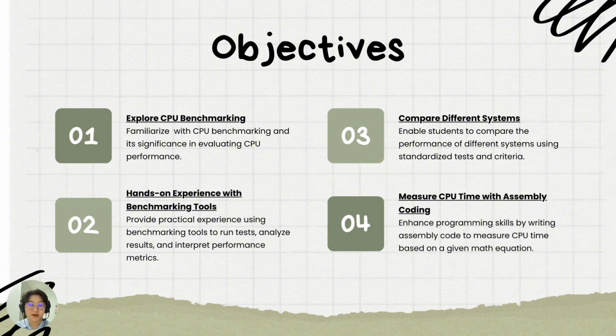So first of all, the objective is to explore CPU benchmarking, which allows us students to familiarize with CPU benchmarking and its significance in evaluating CPU performance. Next, we get hands-on experience with benchmarking tools. This project provides us students practical experience using benchmarking tools to run tests, analyze the results, and interpret the performance metrics. Third would be to allow us to compare different systems.